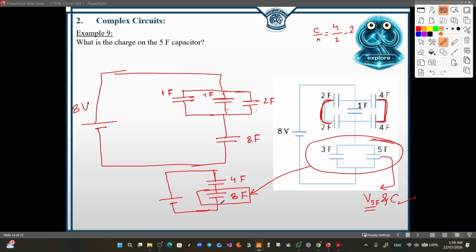Now let's combine 4 and 8 using one of the shortcuts because they are connected in series. So I will use 8 times 4 over 8 plus 4. So 24 over 11 is the equivalent capacitance.